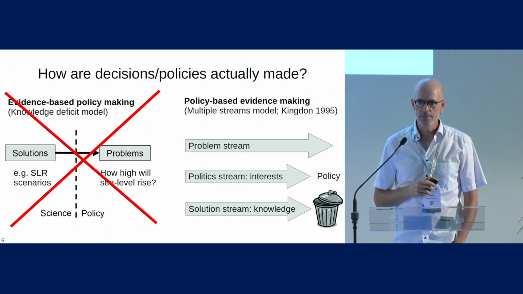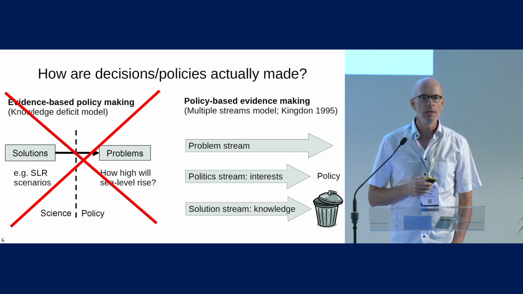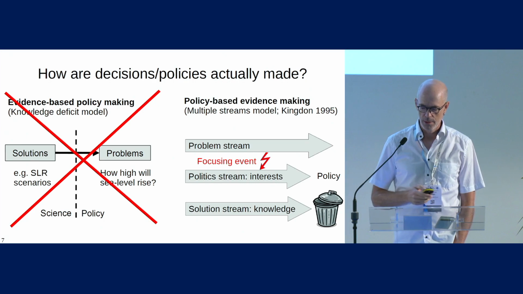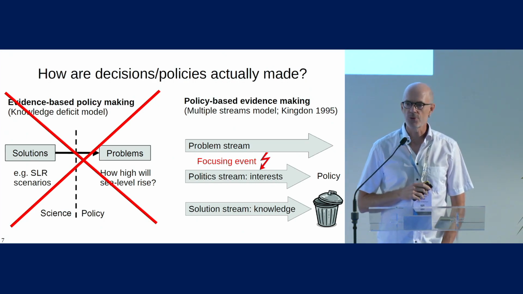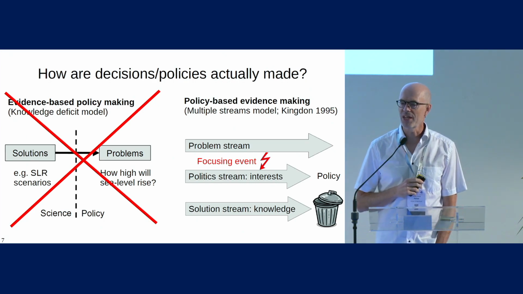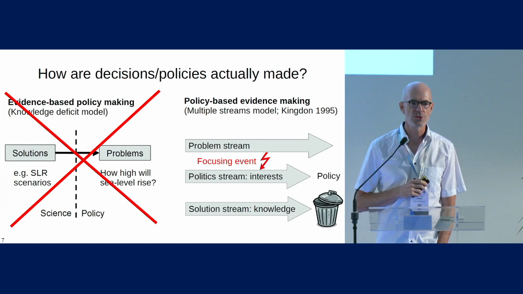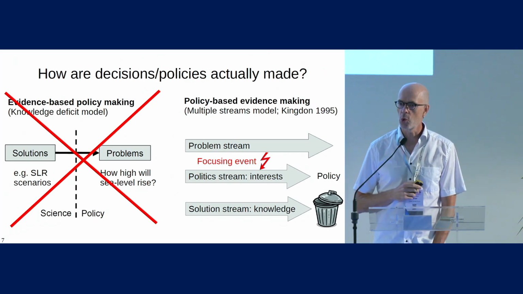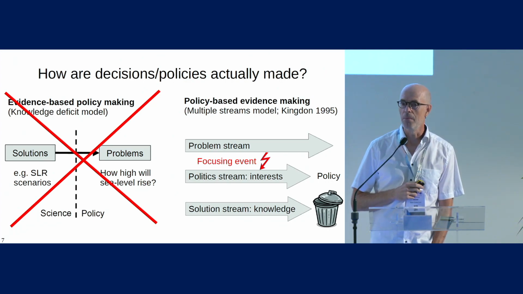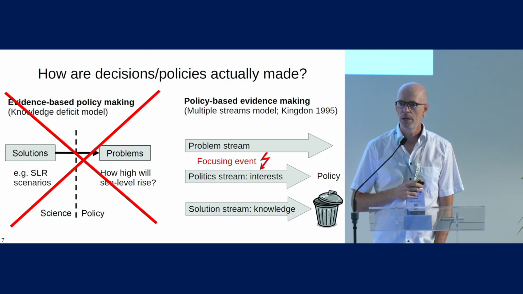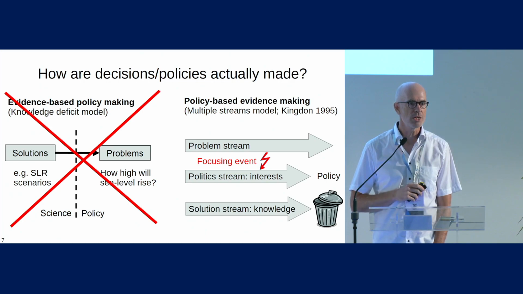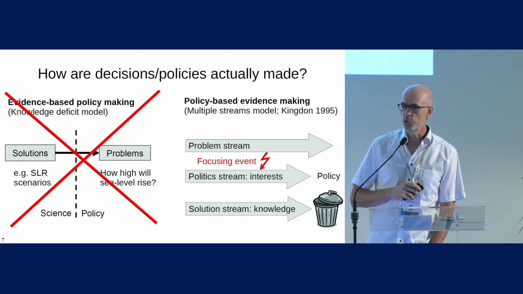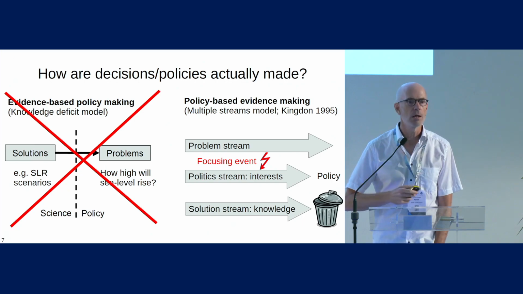Policy change happens if those streams are somehow coupled. One way of coupling those streams is what is called focusing events. If you think about coasts, it's often a flood. It's a disaster that changes the course and makes the politics stream aware there is a big issue. And that doesn't have to be exactly in the same place. Fukushima was the end of nuclear power in Germany, so it can be around the world.